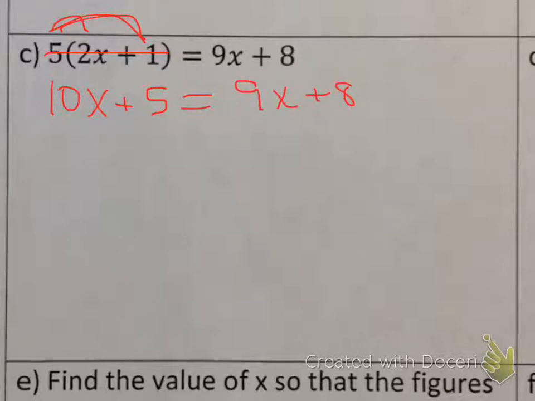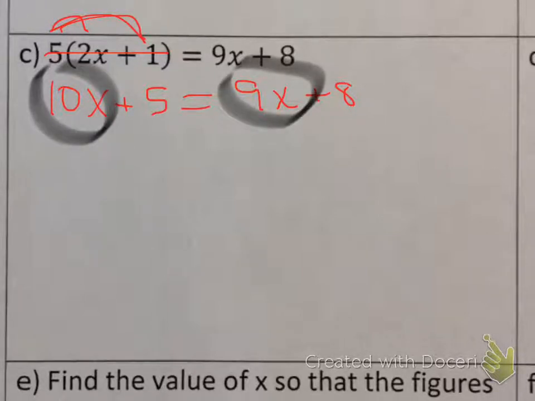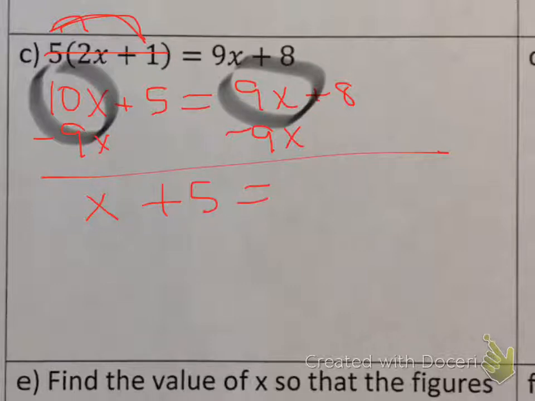And now that I have it to this point, it looks exactly like the last ones we solved. I have x's on this side and I have x's on this side. So I just have to decide which way to move them. I always like to move them so they stay positive. So I'm going to subtract this 9x over to the other side because to get rid of a positive 9x, I have to do the opposite, which is subtract. So 10x minus 9x is just x. I have x plus 5 left on this side. The 9x's are gone on this side and I just have a positive 8.